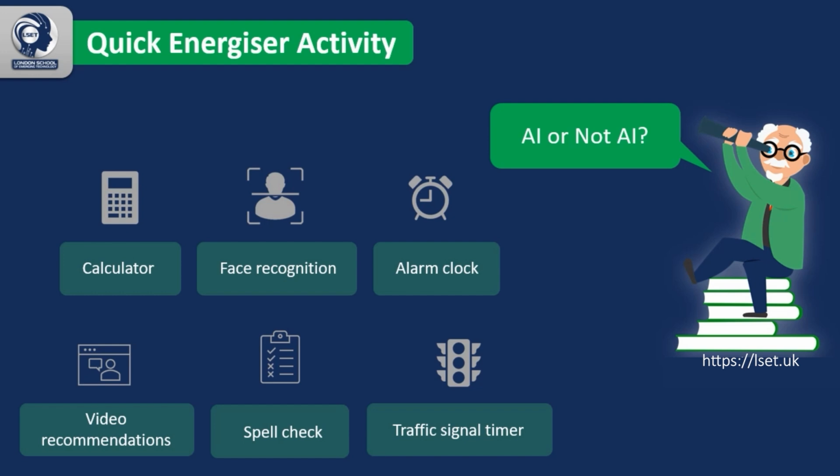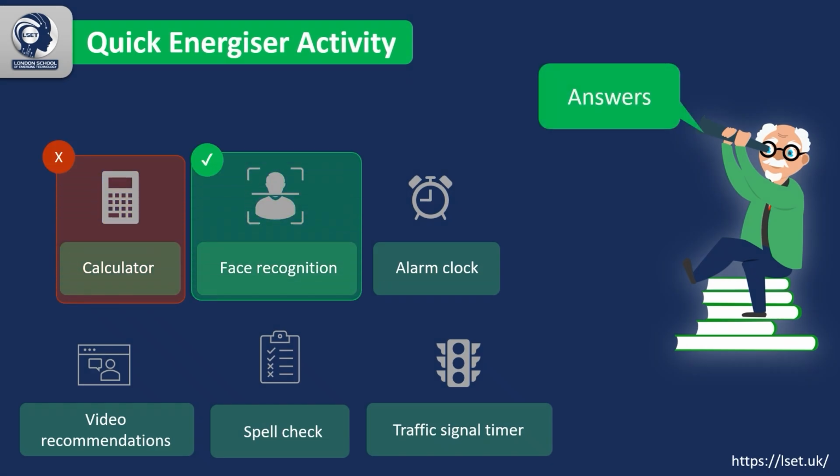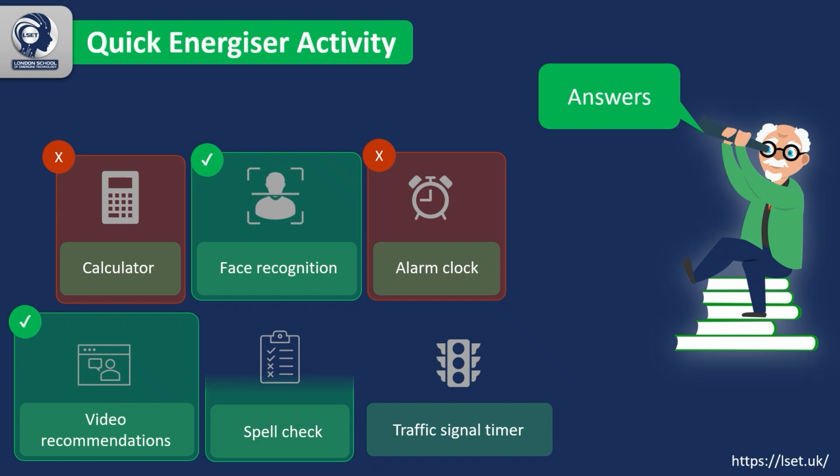Let us continue. Here are the correct answers. Face recognition, video recommendations, and spell check use AI because they can learn and make decisions. A calculator, alarm clock, and traffic signal timer follow fixed rules, so they are not AI. The key idea is simple. If a system decides and adapts, it is AI. If it only follows rules, it is not.